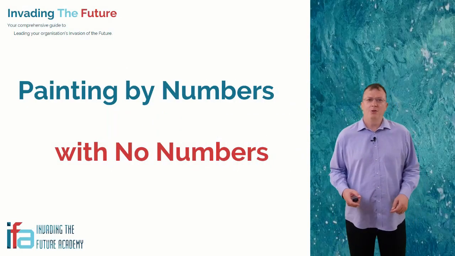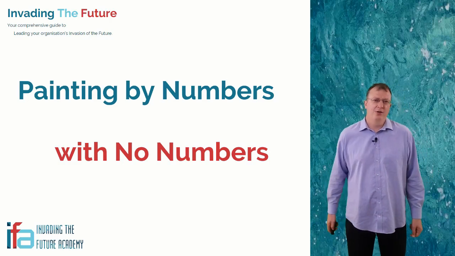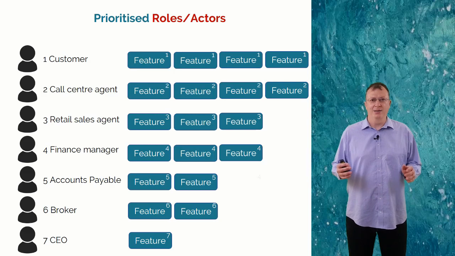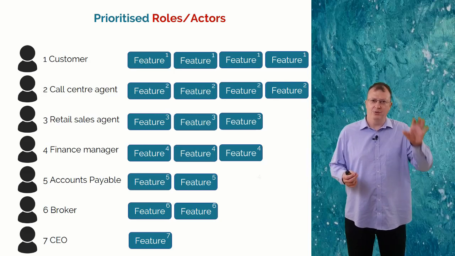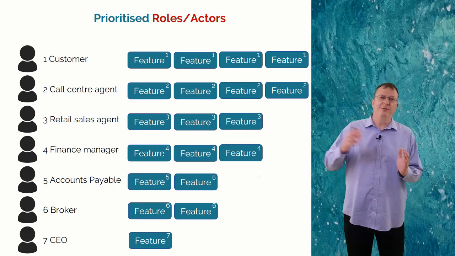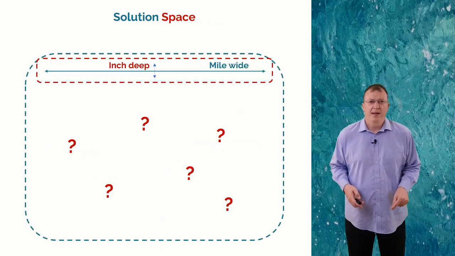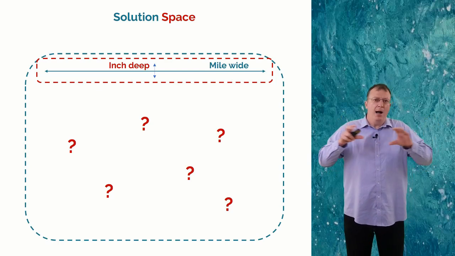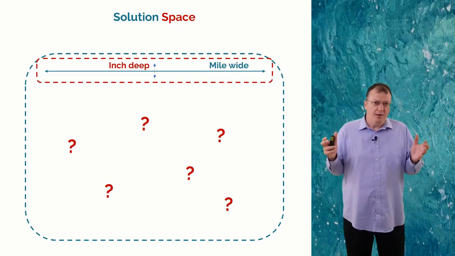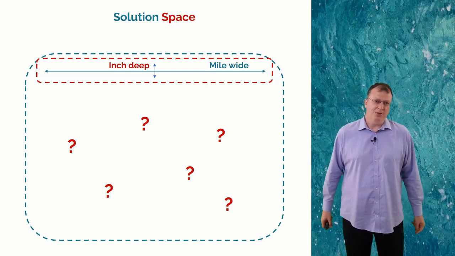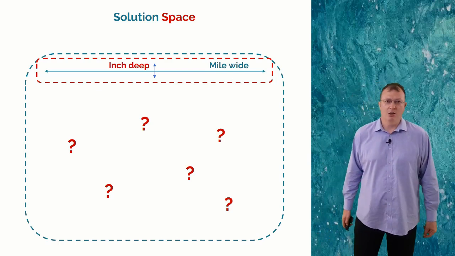Hi. So now we're starting to make some good progress on our invasion of the future. Where we were in the previous lesson is we identified the actors and roles involved in trying to make our MVP real, as well as the features that they would need. And this basically gives us an inch deep, mile wide view of what it would take, what kind of solution space would be required to enable us to take this MVP out into the marketplace.